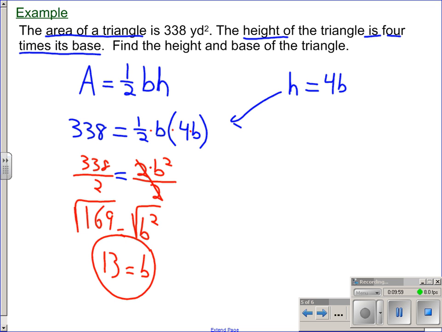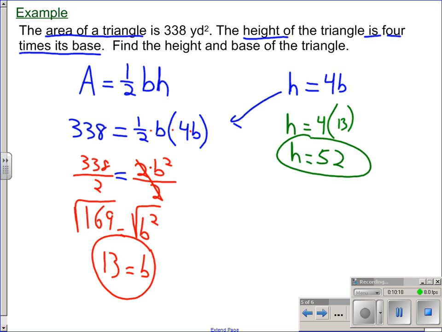What we're missing now is the height. The height is 4 times our base. Our base is 13. So 4 times 13 is 52. All right, so the only thing we're missing is the dimensions. This problem started off as an area of square yards. That means each of the lengths was in yards. So the base was 13 yards. The height is 52 yards.